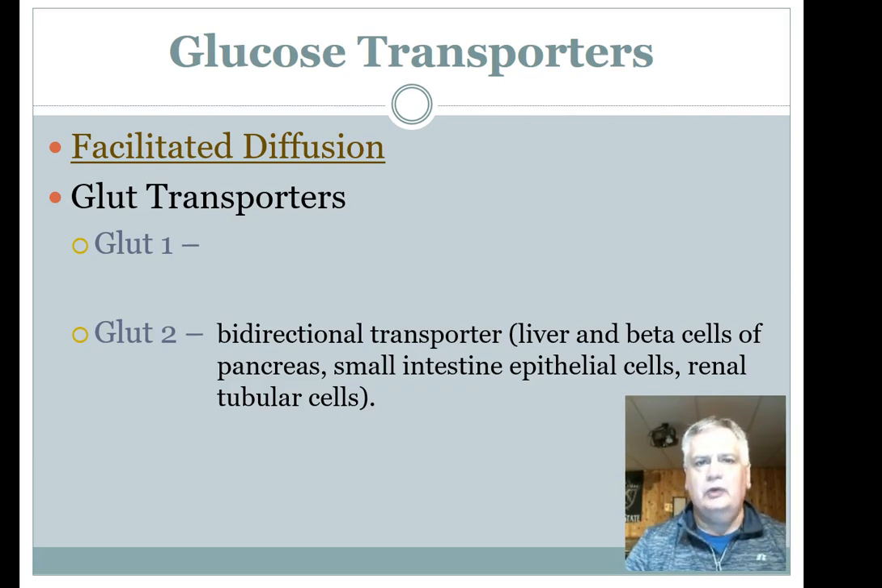These bidirectional transporters allow the glucose not only to enter the cell through the plasma membrane, but will also transport glucose back out of the cell and into the interstitial fluid and eventually into the blood.